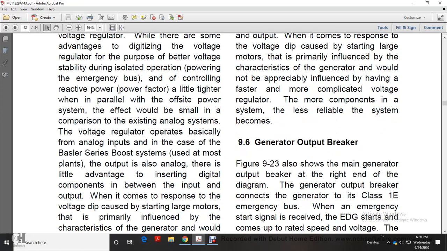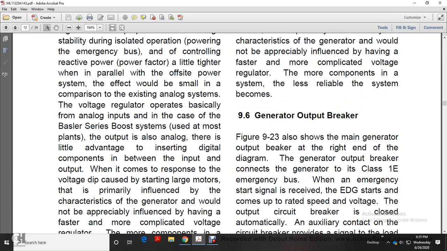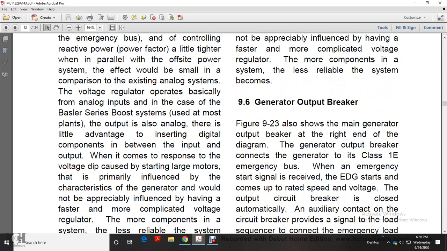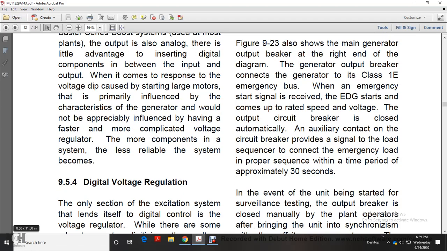The voltage regulator operates basically with analog inputs, in the case of the Basler series boost system used at most plants. The output is analog, but there is little advantage to inserting a digital component between input and output. When it responds to the voltage dip when starting large motors, the response is primarily influenced by the characteristics of the generator and would not be appreciably influenced by having a faster, more complicated voltage regulator. The more components in the system, the less reliable the system becomes.